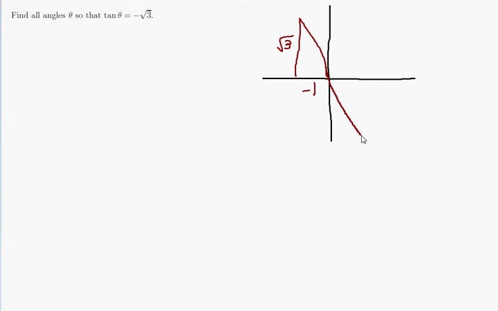Let's now find all angles theta such that the tangent of theta is equal to the negative square root of 3. To begin, let's draw the coordinate axes. And for this one, there are two possibilities. One possibility would be over here, so that the y-coordinate is plus square root of 3, but the x-coordinate is negative 1. The other possibility is down this way, where the y-coordinate is negative square root of 3, but the x-coordinate is 1. For either one, the y-coordinate divided by the x-coordinate would be negative square root of 3.